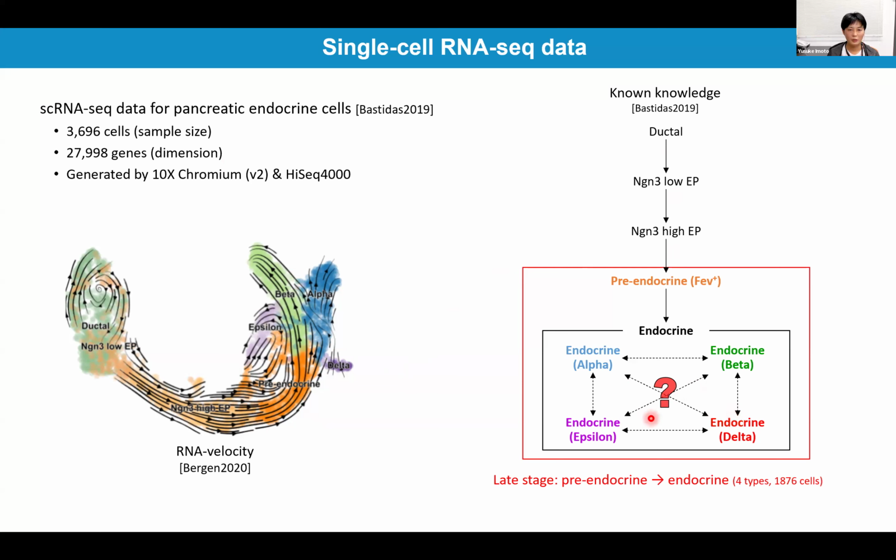However, it is an open problem which cell types these mature endocrine cells are differentiated from. In this study, focusing on the last stage, we use the pre-endocrine cells and these four types of endocrine cells, which consist of about 1,900 cells.